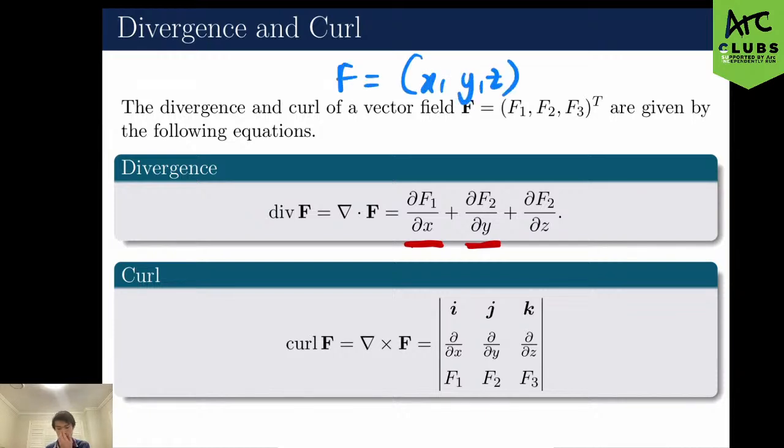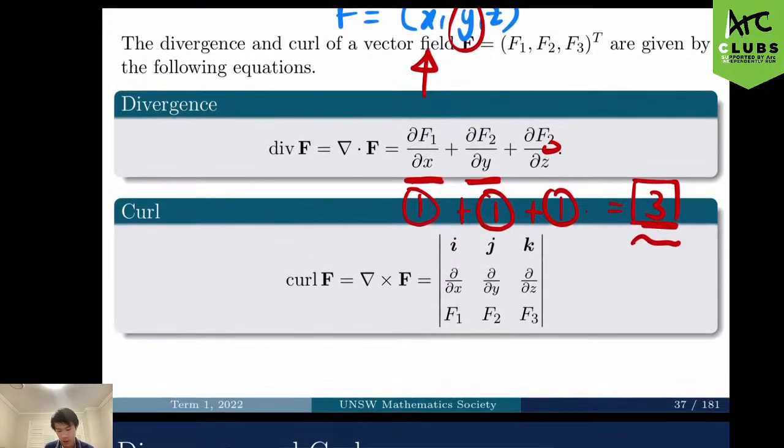Then what we just do is differentiate the first one with respect to x, that's 1. Add it to the second one with respect to y, that's also 1. And then add it to the last one, with respect to z, we get a 1. That's a 3. Cool. Then we look at curl as well.